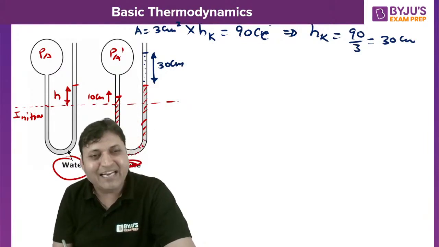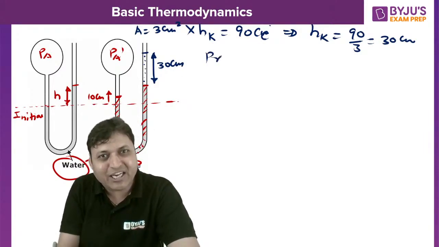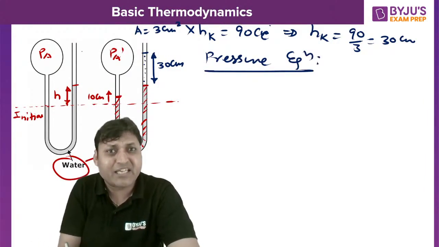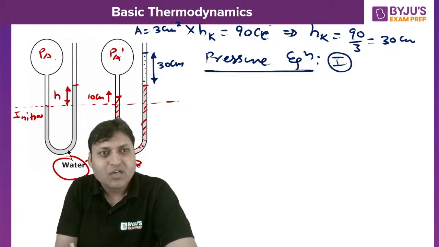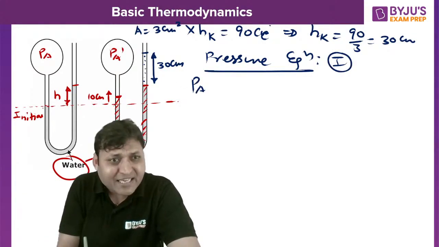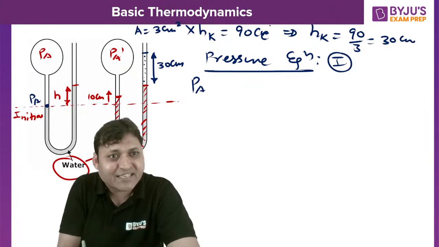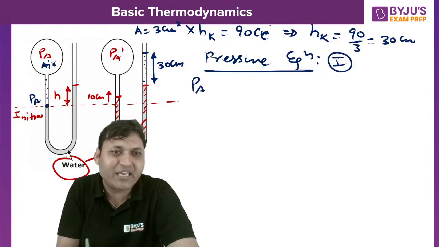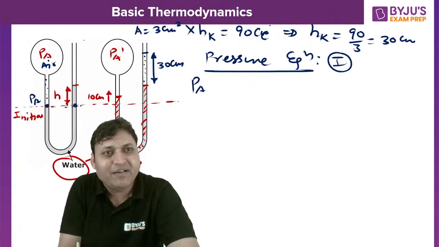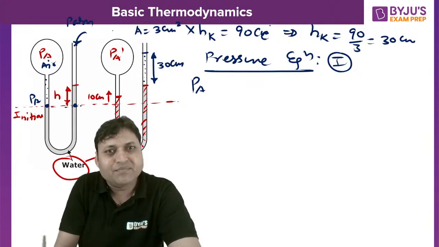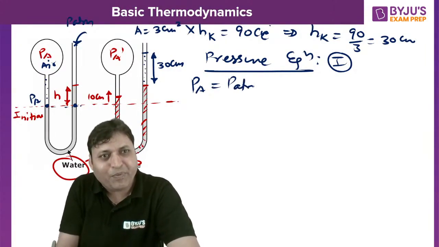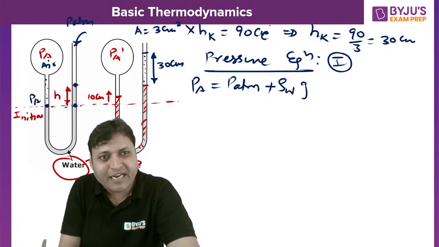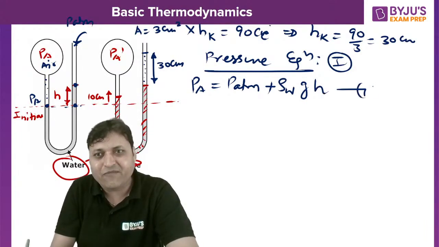Now if you write the pressure equation, this is a very beautiful question. You write the pressure equation for the first case. So we can say PA, the pressure here will also be PA because it is a gas. It is air, and air is not having any variation in pressure. So here it is PA, then this will be PATM. So PA is equal to PATM plus rho of water into G into H. That is our first equation.